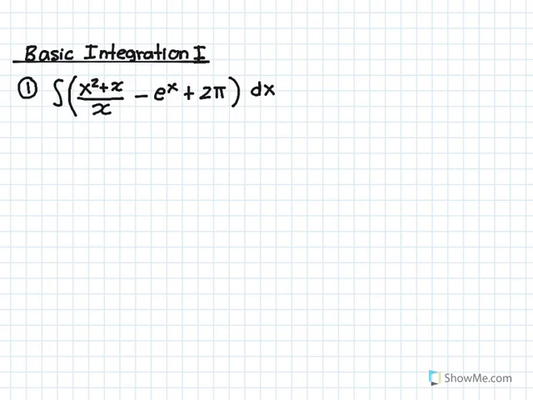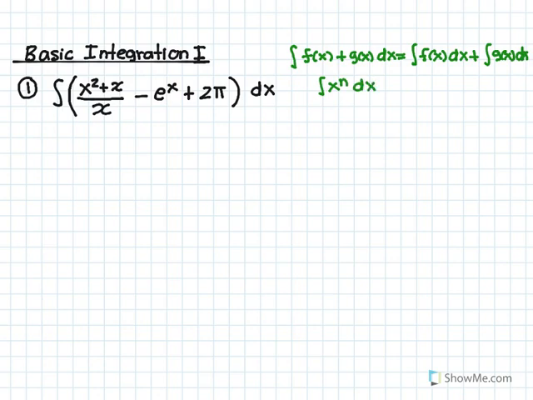If you have the integral of a sum, integral of f of x plus g of x dx, the integral of a sum is the sum of the integrals: integral f of x dx plus integral g of x dx. Reversing the power rule, integral x to the n dx, add 1 to the power and divide by the same number: x to the n plus 1, divided by n plus 1, plus c.